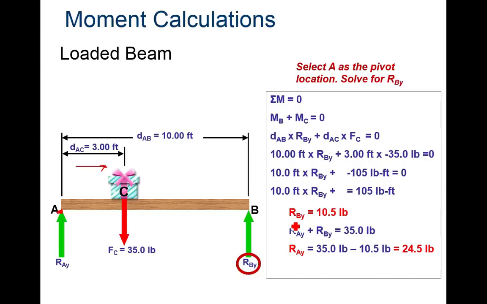So now we can go one step further. If we know that this is 10.5, and I know this is pushing down 35 pounds, Newton's law, action, reaction, well, heck, I mean 35 minus 10.5, RAY has to be 24.5 pounds. Okay, we're going to do one more.